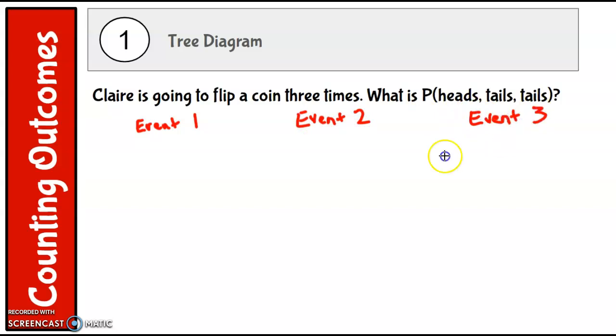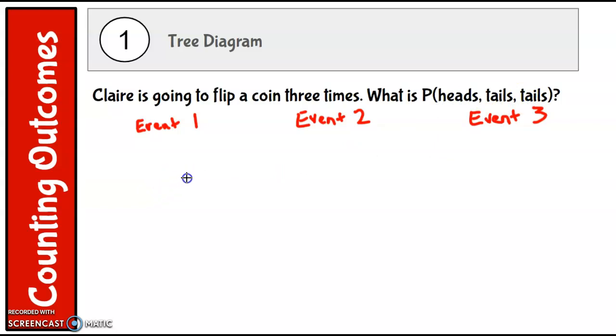So on the last one, our events were choosing shirts, shorts, and shoes. Here it's the same event, it's flipping a coin 3 times. So we have 3 separate events of flipping the coins. And the probability we want to find is if it's going to be heads, tails, tails. So that's the outcome that we want.